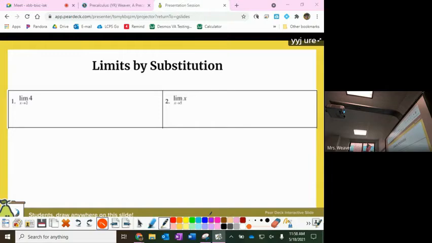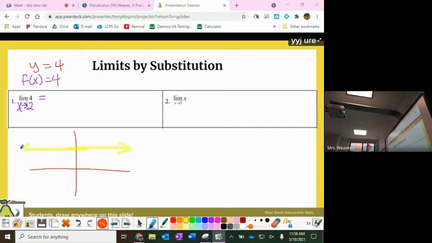Let's read this notation. This is the limit of 4 as x approaches 2. When you see something that says the limit of 4, remember, this is our function. Our function equals 4. What does f of x equals 4 look like? Remember, f of x is just like y equals notation. That's just talking about the horizontal line where y equals 4. It's just talking about that graph.